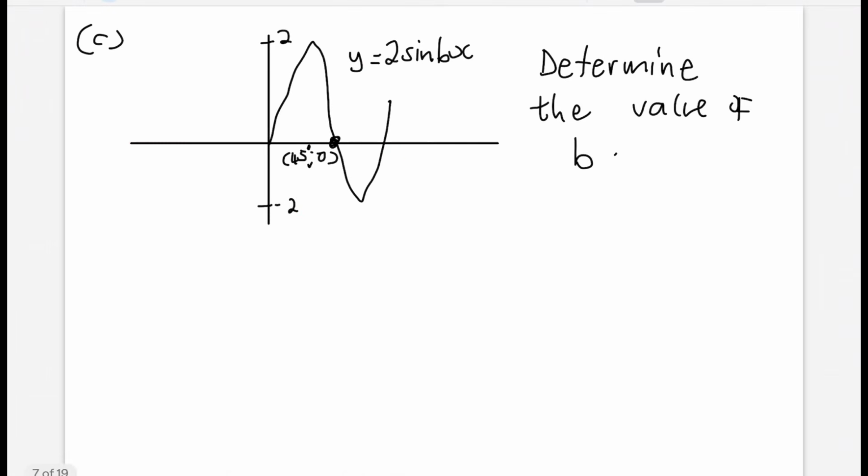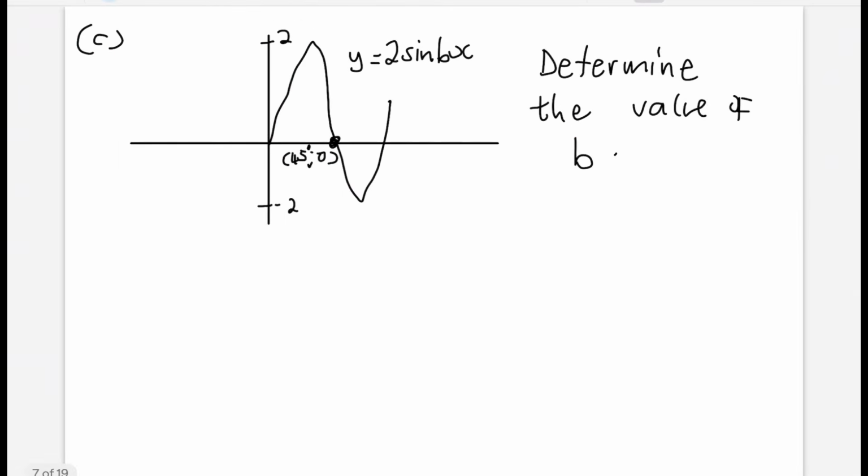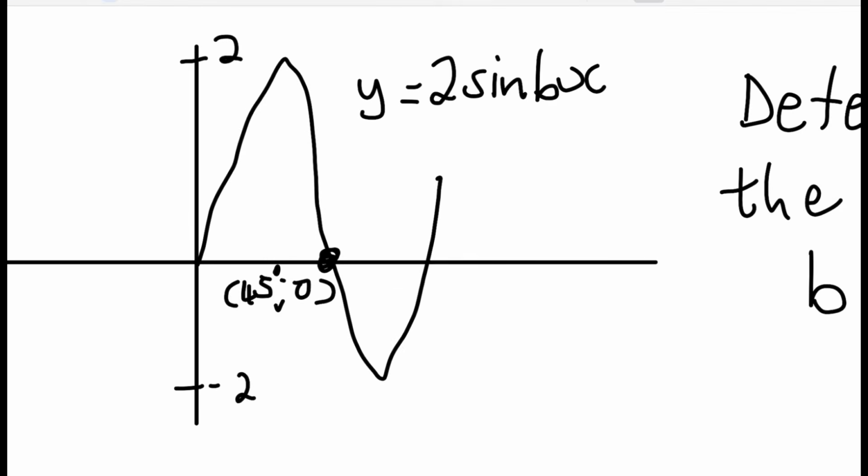Here's one more. We have a funny looking graph and we're asked to determine the value of b. We're not told a lot about it except that y is equal to 2 sine bx. We can see that the amplitude is 2 because the distance between its horizontal plane and its highest point is 2. The distance between its horizontal plane and its lowest point is minus 2. So we can see that it's been stretched by 2. Okay, but now we need to determine the value of b. We should at least know the period of the graph if we want to determine b. Let's try to figure out the period.